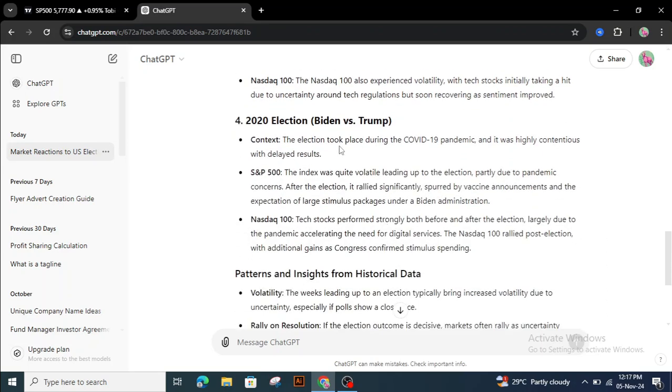So 2020 again. This happens during COVID-19 and all that. But what happens to the S&P 500? The index was quite volatile leading up to the election, partly due to pandemic concerns as well. After the election, it rallied because the index was down during 2020 as a result of the election and the COVID-19 pandemic. So it dropped, but after the election, it rallied significantly. So Nasdaq performed strongly both before and after the election. This one, before and after, it did well. So basically, they follow a similar pattern.